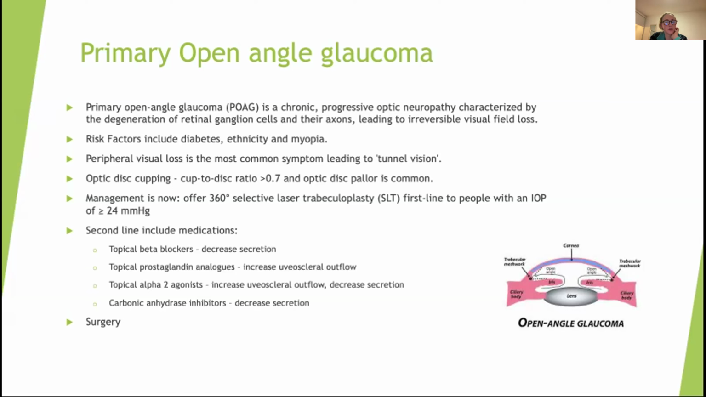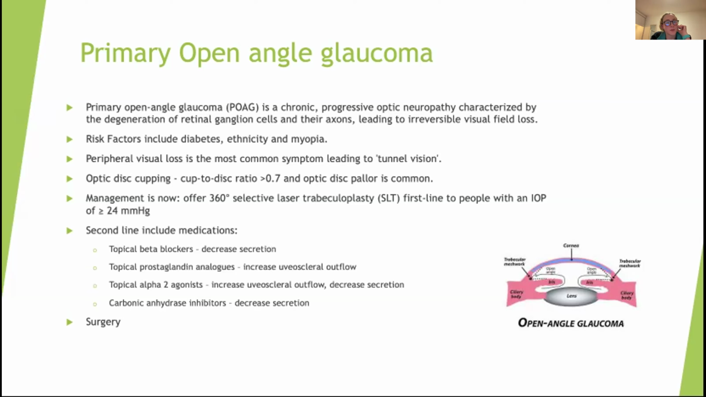And on fundoscopy, you get what they call cupping of the optic disc, where the cup to disc ratio is more than 0.7. It's a shame there's not a picture here, but if you look up a picture of it where they've drawn the lines on, you can see quite clearly how the ratio changes with open angle glaucoma.